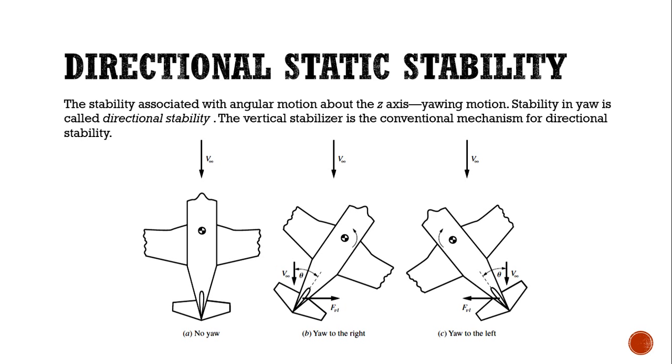So for directional static stability, it is about the normal axis. The moment that happens in directional static stability is the yawing moment. So this yawing moment is about the z axis.